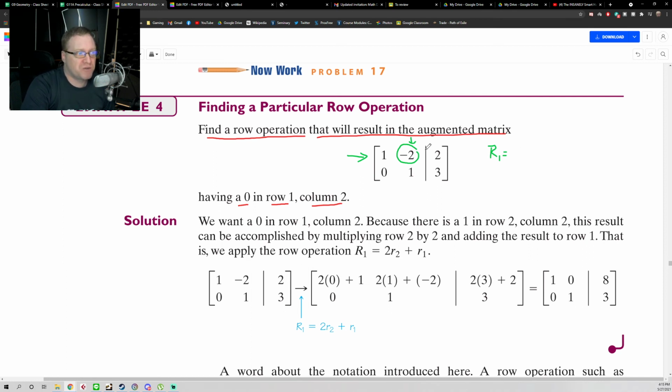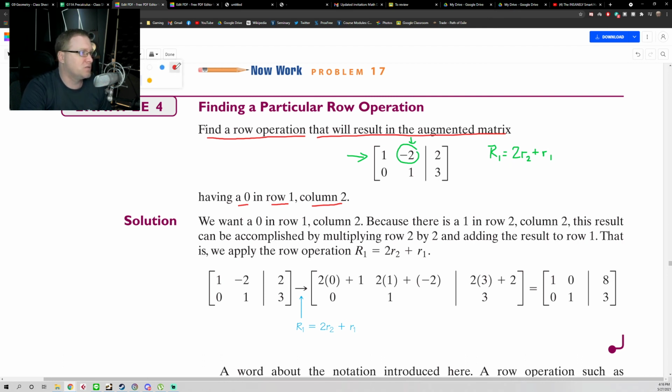So if we want to try and make this into a 0, what we can do is we can say 2 times row 2, because this is row 2, old row 2, right? And then we're going to add it to row 1. All right? That's what we can do. If we do 2 times this row and we add it to this row, we're going to get a 0 here. And that's what we wanted. We want to have a 0 in this column. Okay, so let's go ahead and do that. We're going to use this row operation on this matrix.